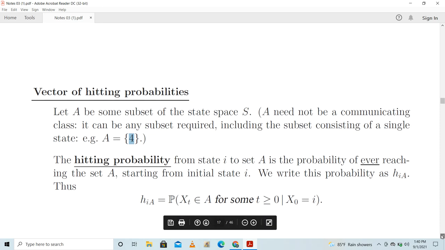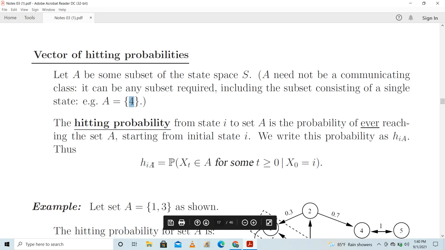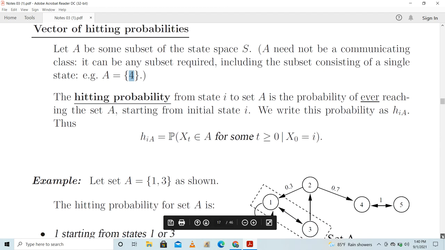As formal notation, we write it as h_iA. Here, i can be any state. Starting from state i, the probability of reaching the subset A is denoted by h_iA, which is known as the hitting probability. That is, X_t for t greater than or equal to 0, given that we start from state i, at some time t we should be in the subset A.